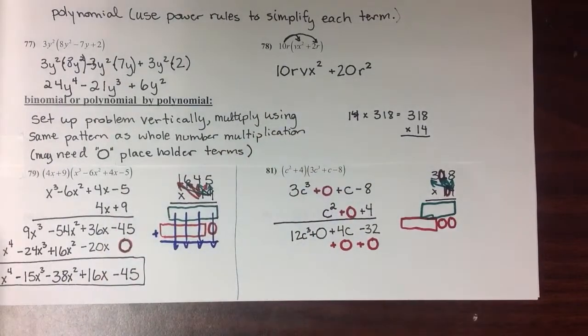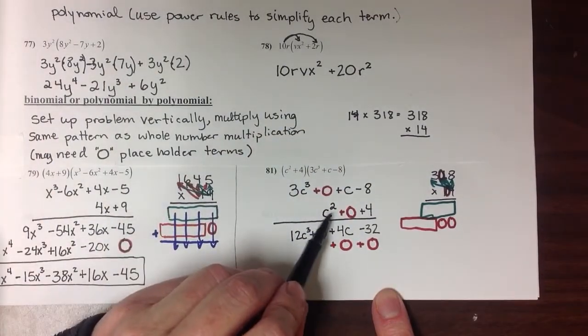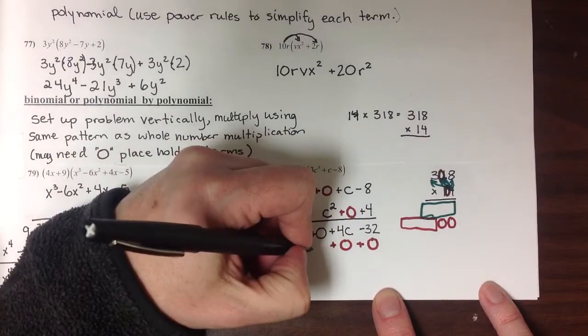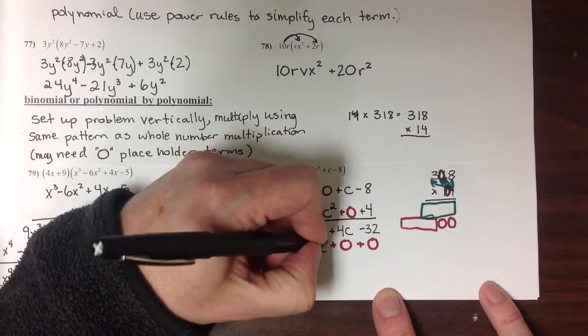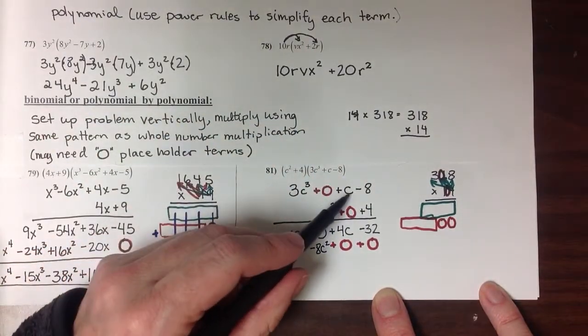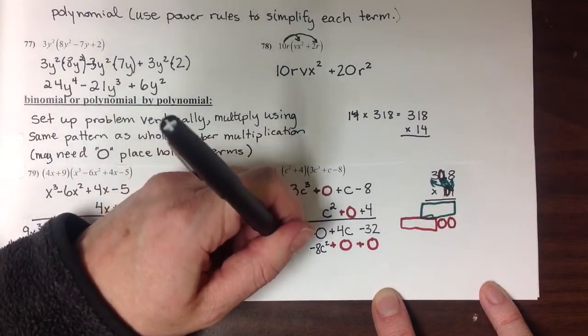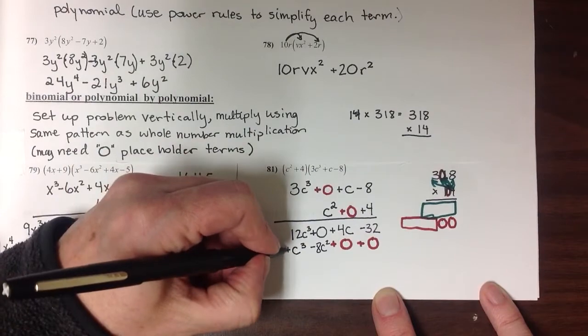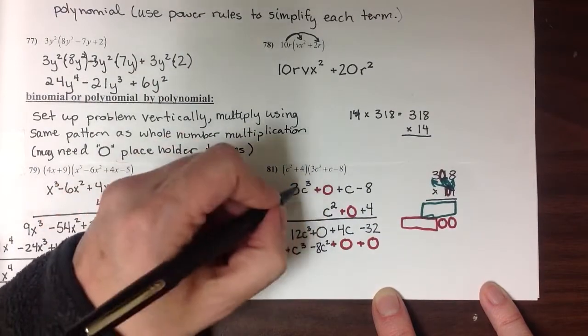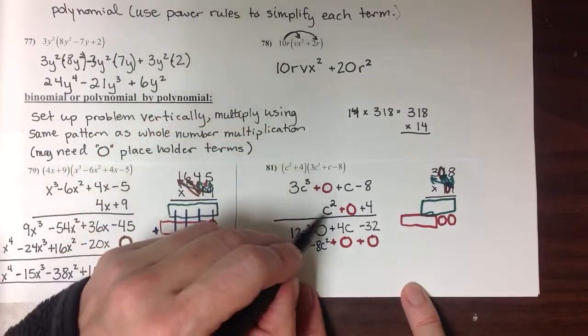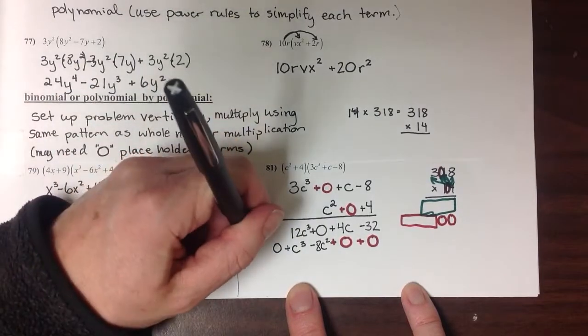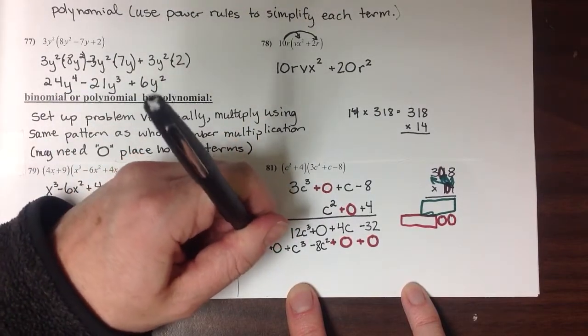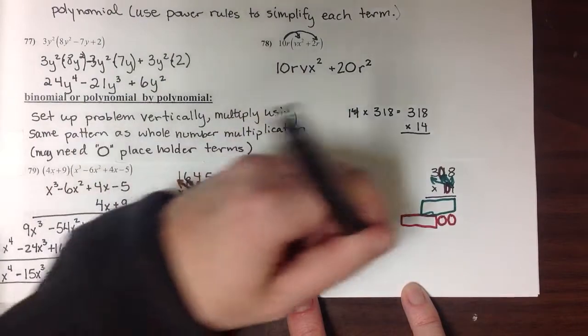and then we can multiply through our c squared term. So c squared times negative 8 is going to be negative 8c squared. C squared times c is c cubed. C squared times 0 is 0. And c squared times 3c cubed is 3c to the 5th.